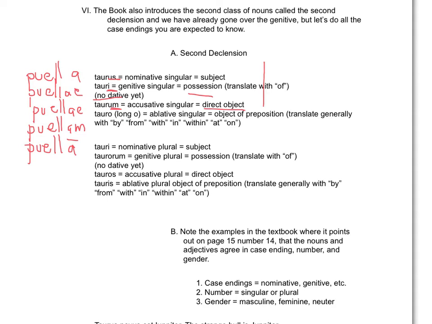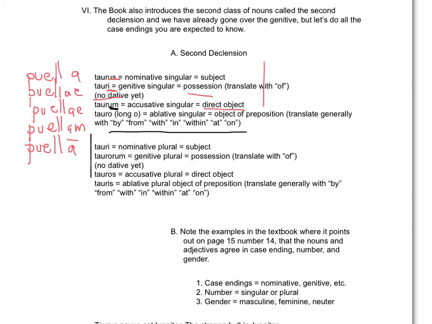Tauro with a long O. Again, you should have a long mark over that O. That is the ablative singular. It's the object of the preposition. Translate generally with by, from, within, at, or on.